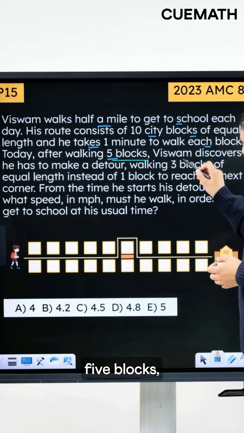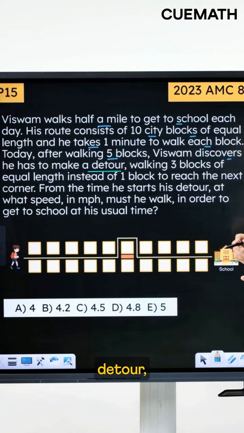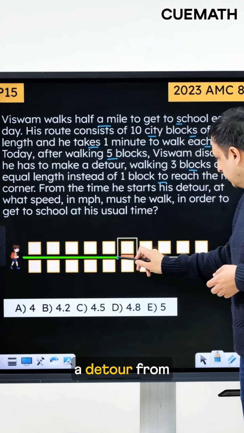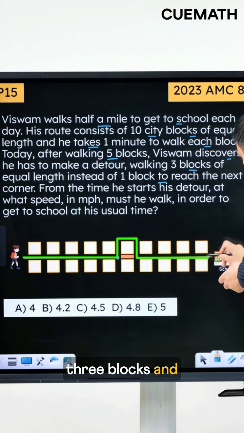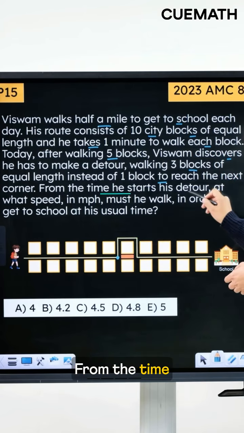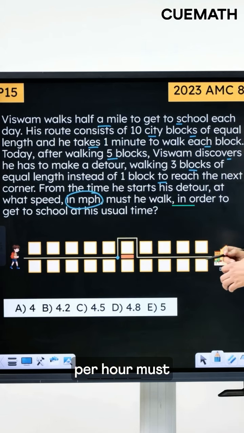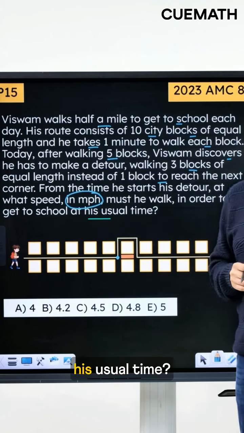Today, after walking 5 blocks, Viswam discovers he has to make a detour, walking 3 blocks of equal length instead of 1 block to reach the next corner. So after walking 5 blocks, he has to make a detour from this point, walk 3 blocks and then get to school like this. From the time he starts his detour, at what speed in miles per hour must he walk in order to get to school at his usual time?